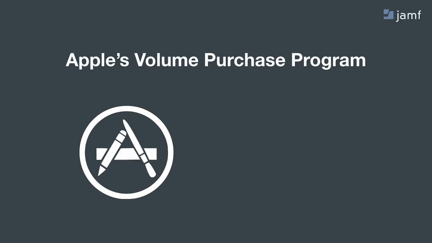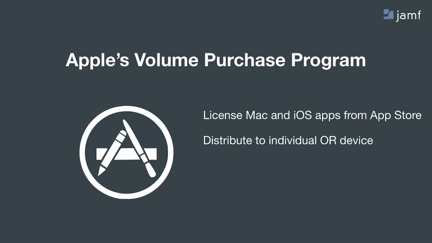The other deployment program that's out there is Apple's Volume Purchase Program, or VPP. And this lets you license Mac and iOS apps from the app stores. It allows you to distribute apps to an individual, or you can distribute them directly to the device. If you choose to just deploy it to the device, that means you don't have to use Apple IDs at all. This program can be Apple ID independent.